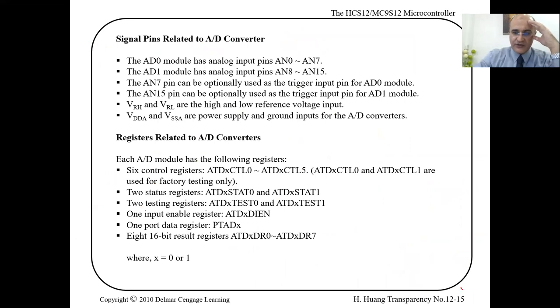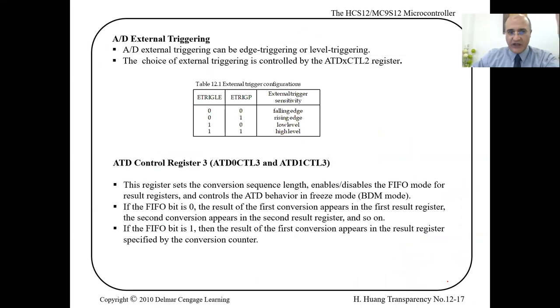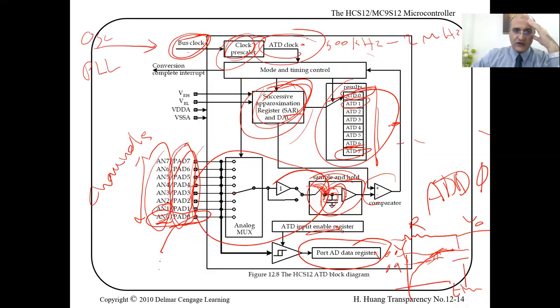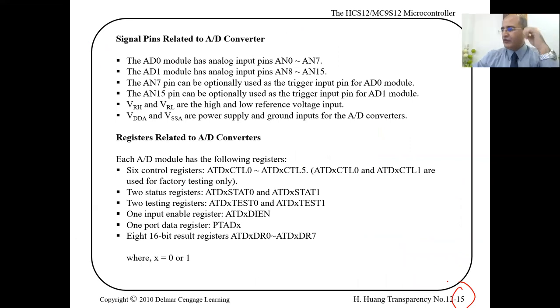So let's stop here. Next time we'll talk about the registers, the pins, and how to configure everything, the timing, and we're going to write some code together to read analog voltages, maybe a voltage coming from a voltage divider with a potentiometer and a light sensor, or a temperature sensor maybe. So we'll do this on Wednesday, inshallah.